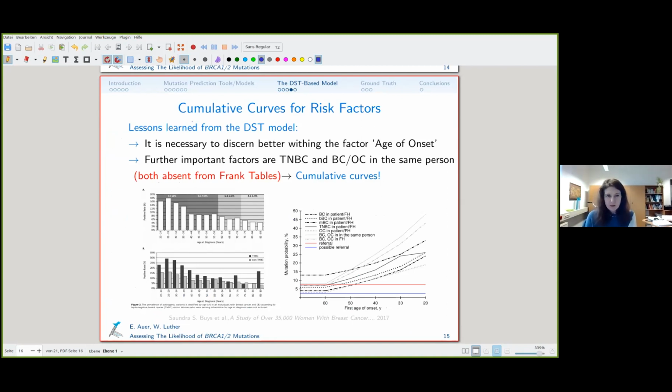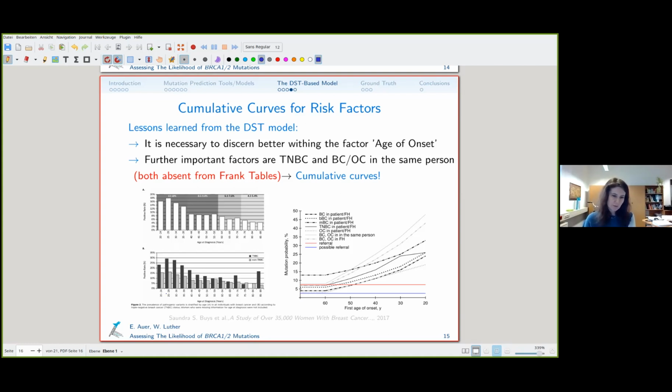Well, on the other hand, we see that it is quite good if we are able to discern more finely with respect to the age of onset. And if we read some other literature, we see that there are important factors such as the presence of triple negative breast cancer that also influence the probability.